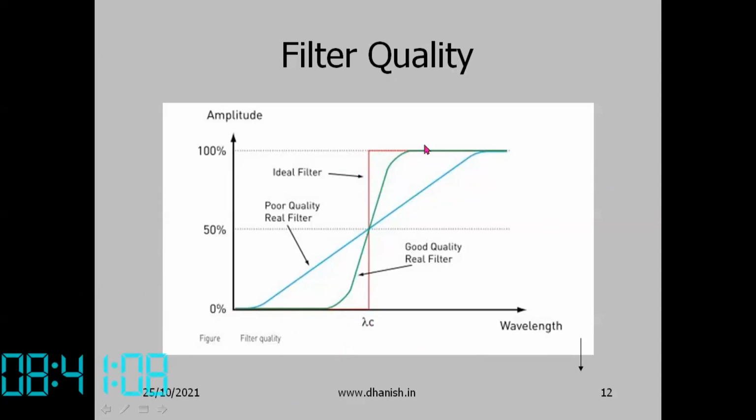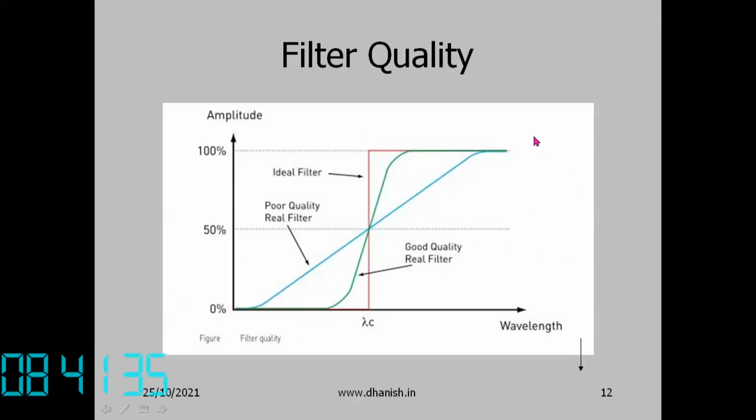But such an ideal characteristic is practically impossible. Real characteristics will always have some smooth curve like this. And if the filter is of bad quality, you have a very long curve. It will be transmitting a lot of the shorter wavelengths and filtering out a lot of the larger wavelengths.